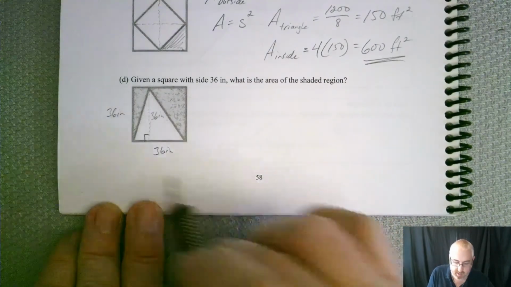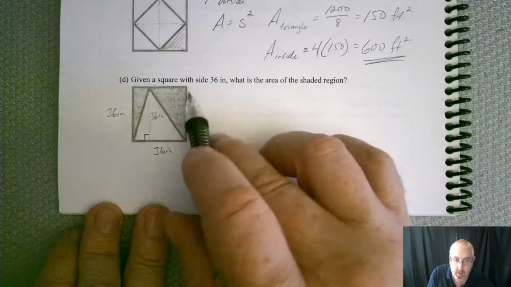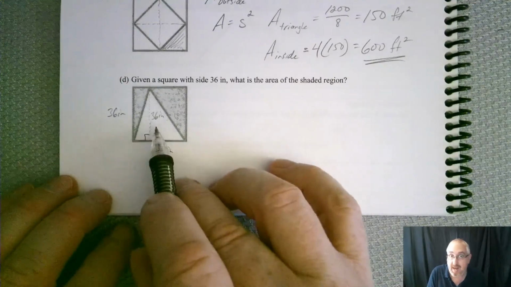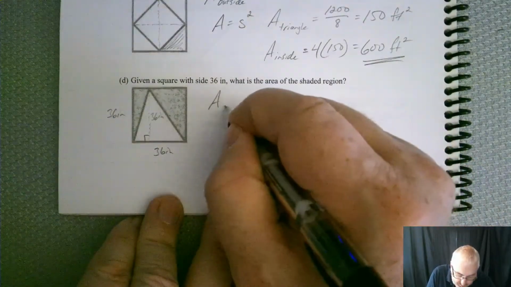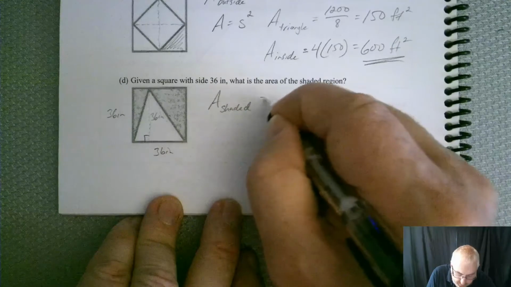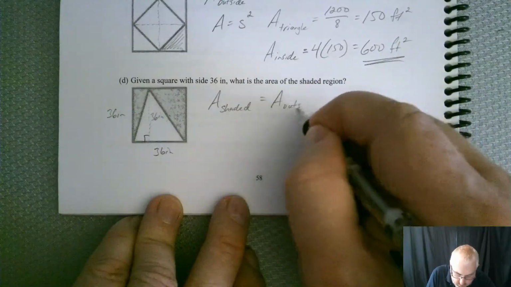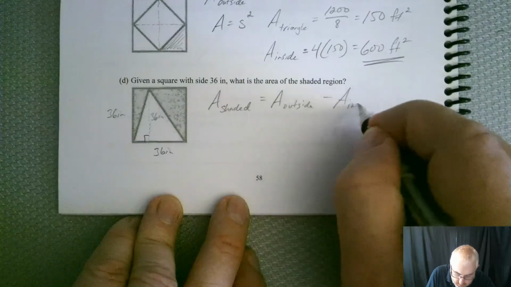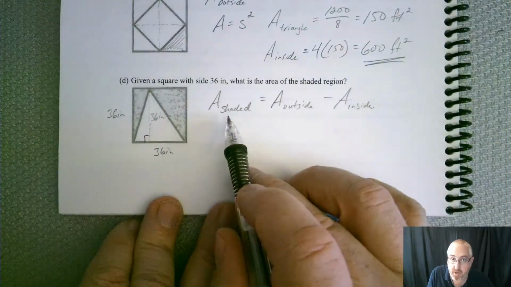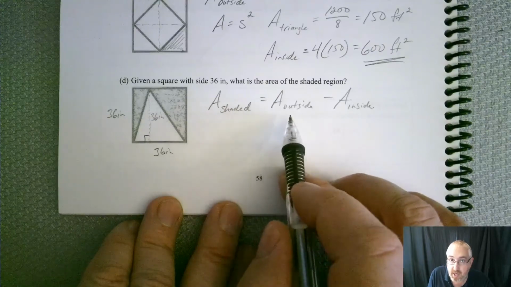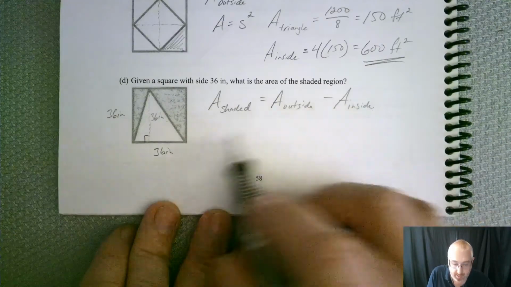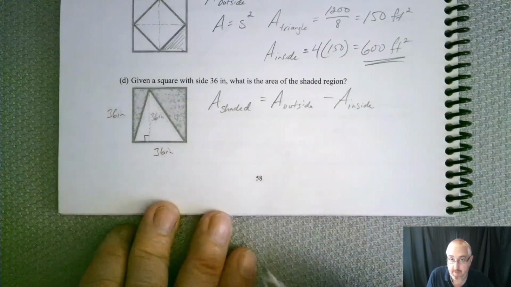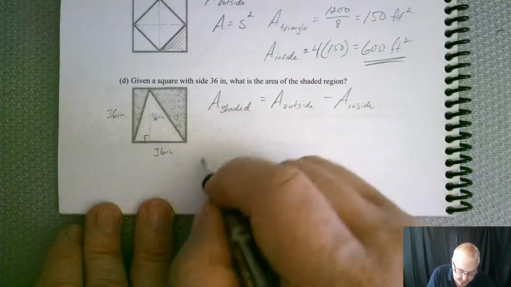The trick to this is now we got to look at the square. So we need the area of the square, and then we need to take out the area of the triangle that's not shaded. And that will leave us those shaded pieces. So in general, we can create a formula that looks something like this. The area of a shaded region is always going to be equal to the area of the outside shape, which in this case is the square, minus the area of the inside shape, which is this triangle that's not shaded. So let's find those pieces.